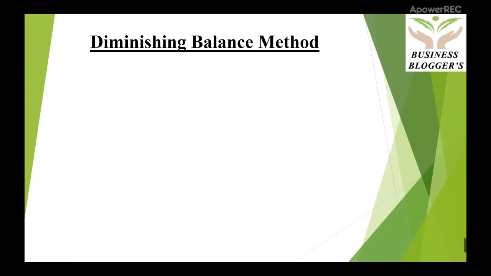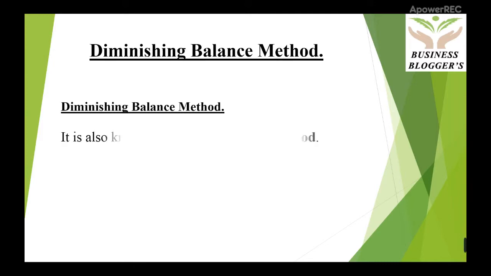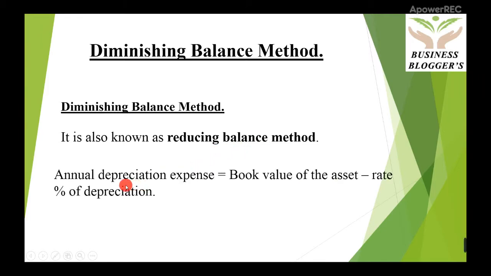Today we are going to discuss what the diminishing balance method is in accounting, what the formula of the diminishing balance method is, and how we calculate it. The diminishing balance method is also known as the reducing balance method. The formula is: annual depreciation expense equals the book value of the asset multiplied by the rate of depreciation.